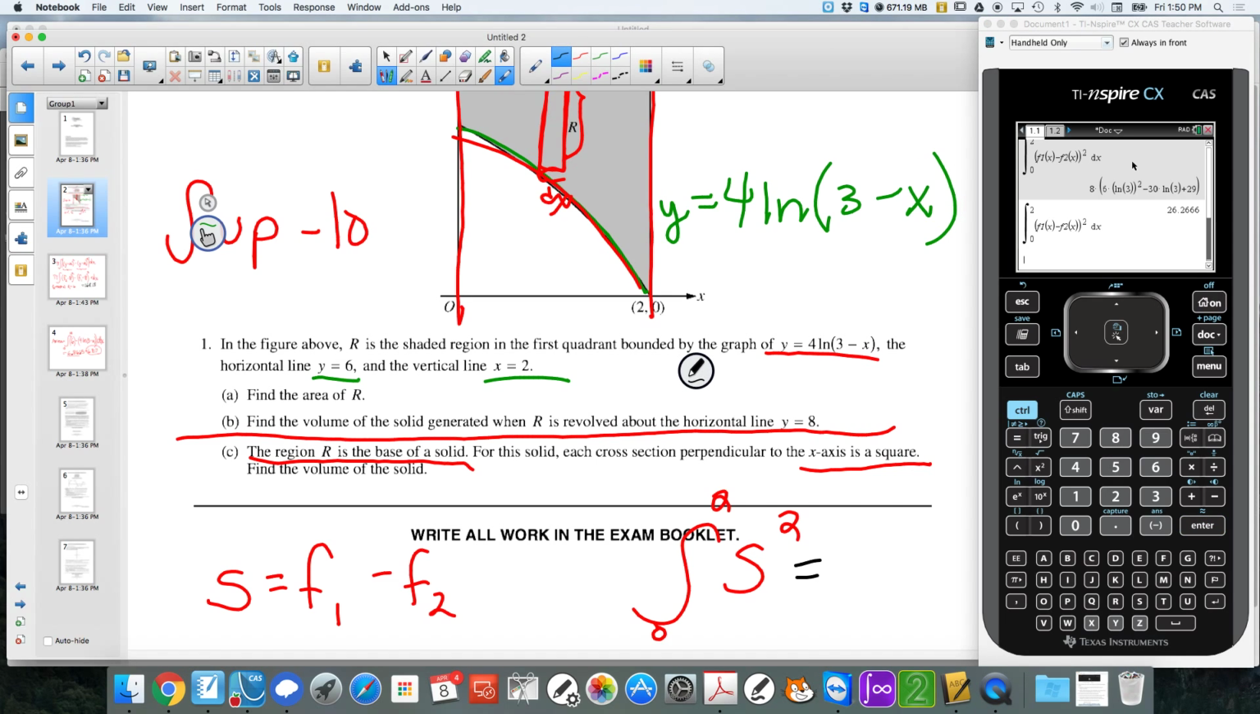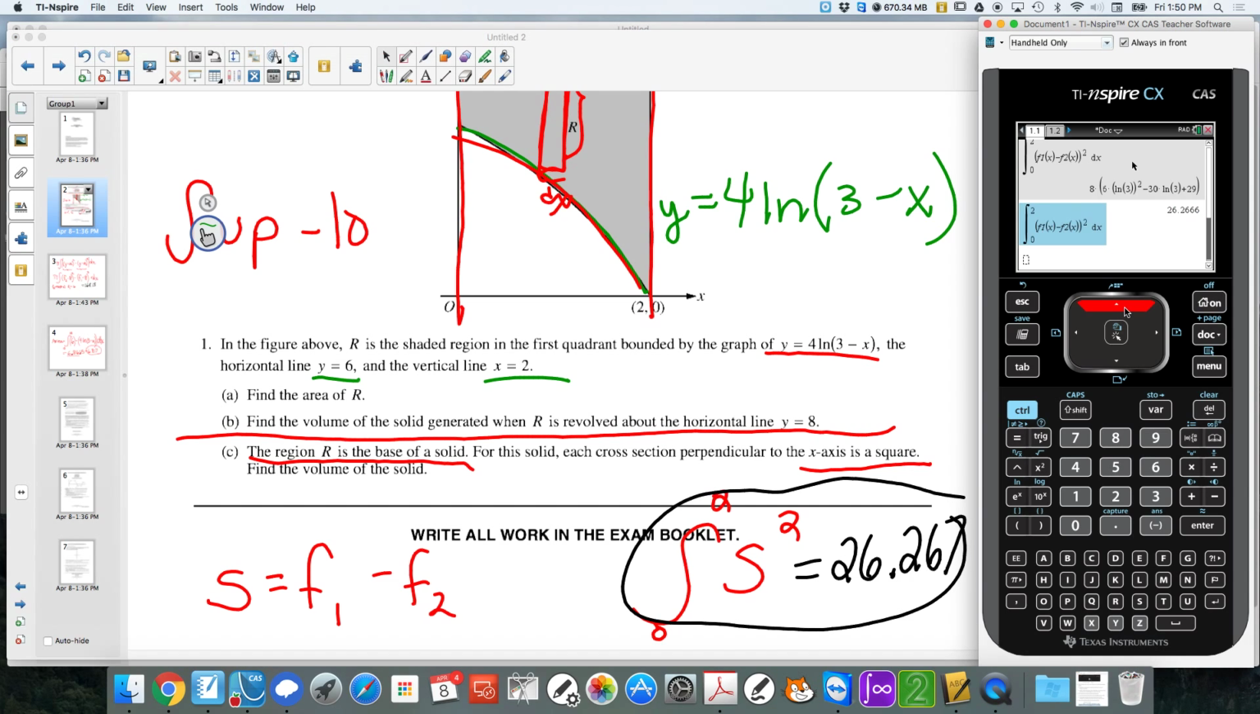We have to round it to 26.667, the correct place. Just to prove to you that the order wouldn't matter, if I change these to F1 and hit enter, I get the same answer we got there.